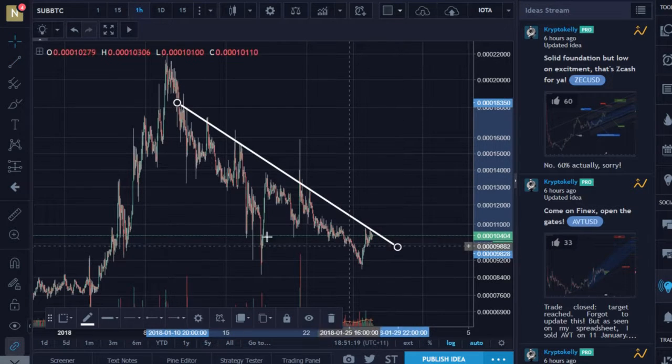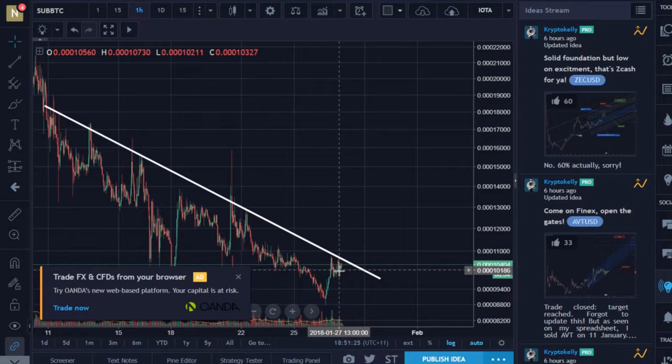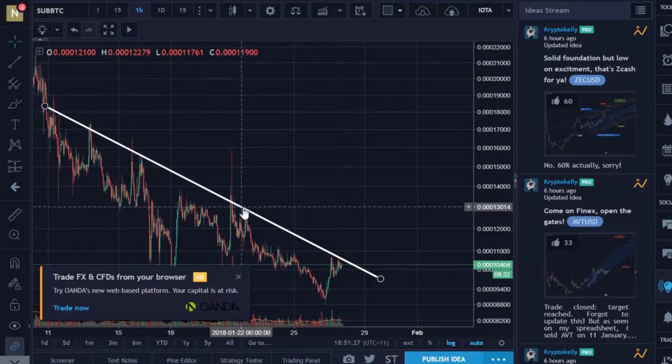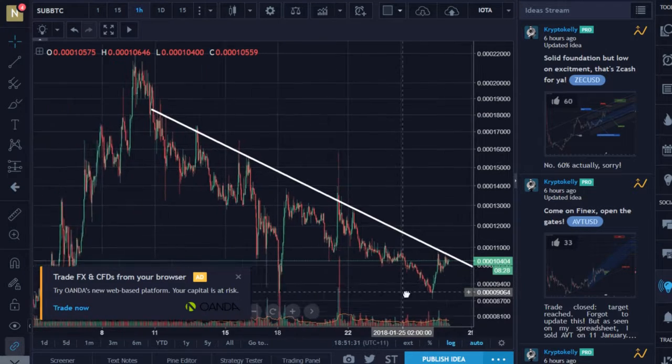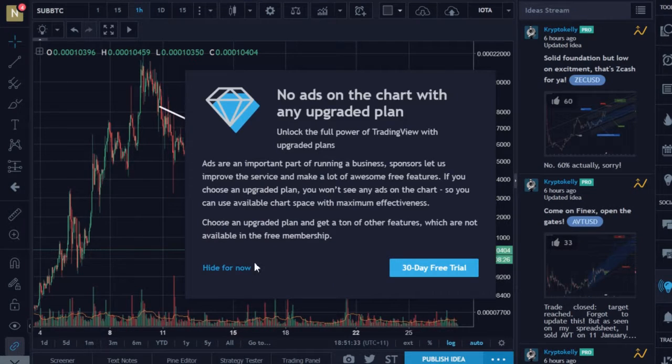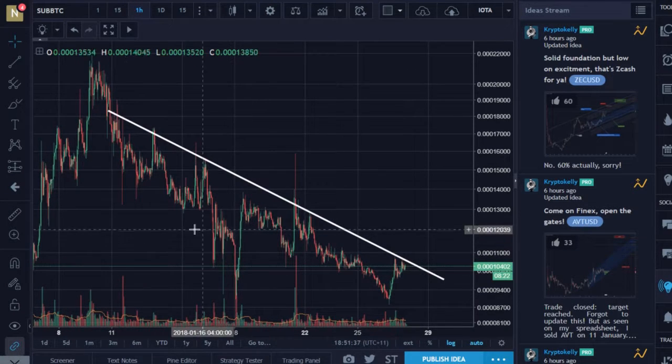And you can see this is going down at the moment. So what people will be hoping for is it'll break that line like it did here, except this time it'll actually keep on going up and up. Hide for now. We don't want to have ads.